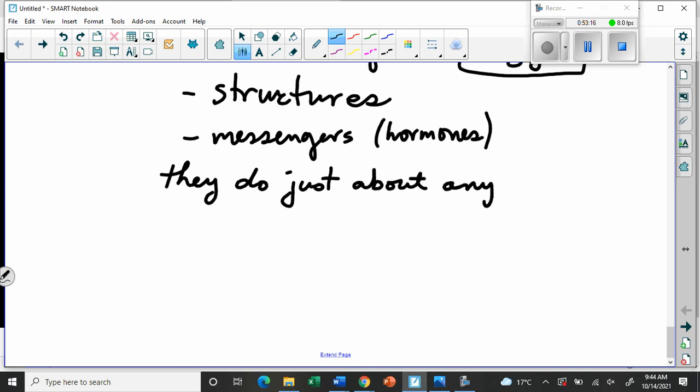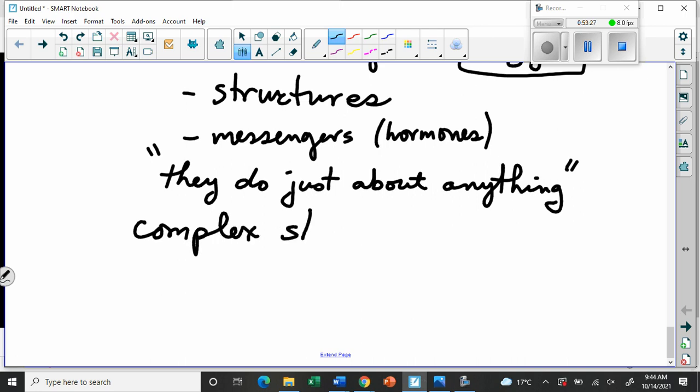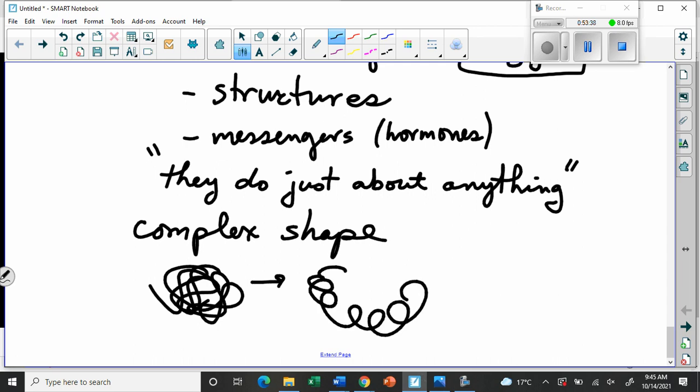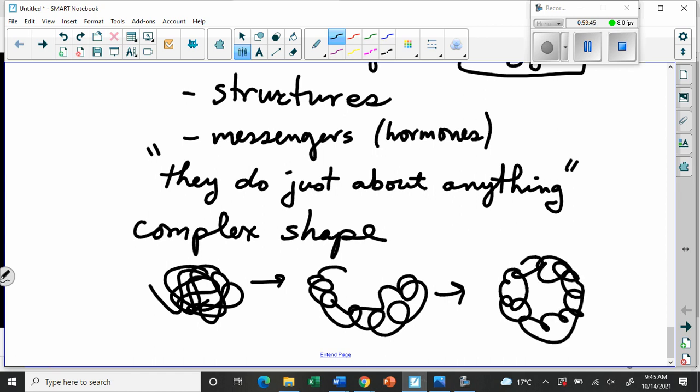And the reason they can be so versatile and do just about anything is due to their complicated or complex shape. Because if you think about a ball of string, you can take a ball of string in your hand and push it and pull it and twist it. You can change it into a shape like this, or you can twist it so that the ball of string has a hole in the middle. That's a very important shape for proteins, with a hole in the middle. It opens a doorway, right? So things could go through the hole. You can change the shape of a protein in so many ways.